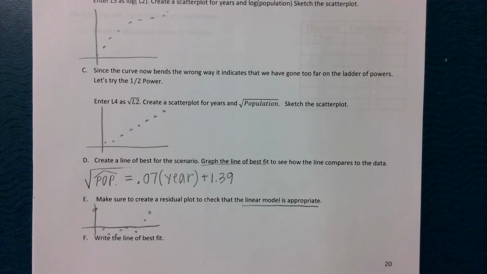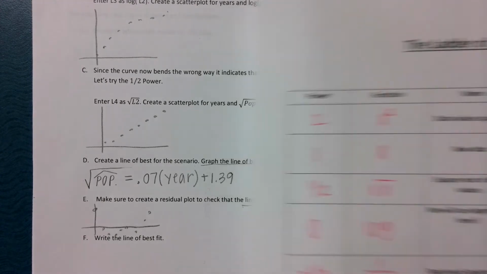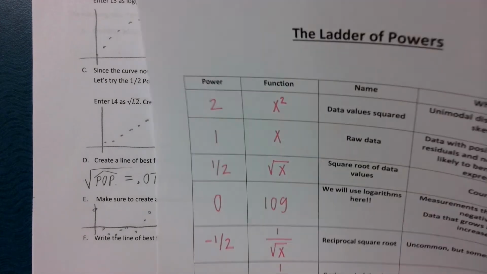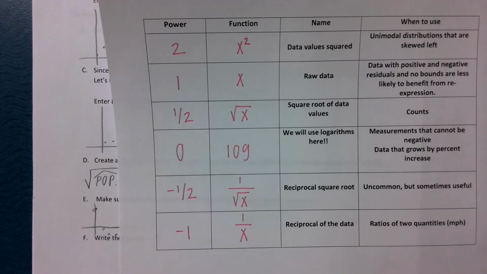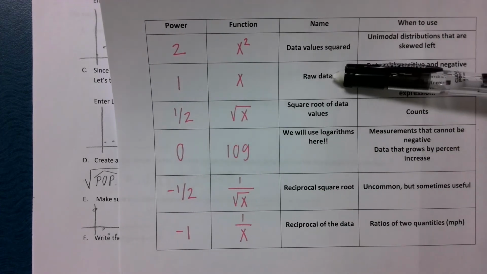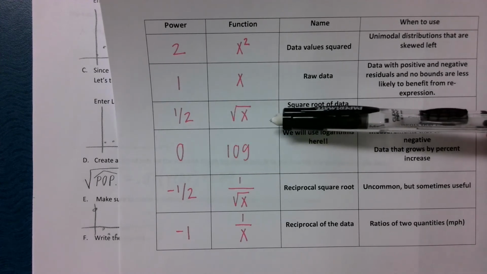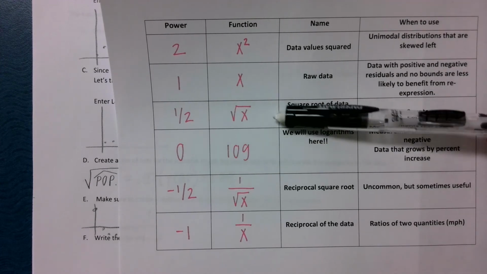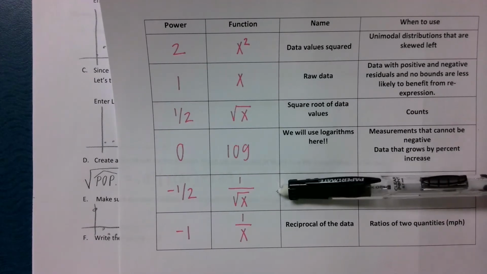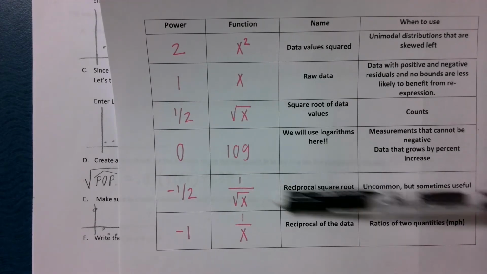Whenever we're doing these problems where you're re-expressing, my recommendation is to think of this as an actual ladder. So you are starting with your raw data. I would always recommend square rooting first. If square rooting didn't do enough, then you can keep working down the ladder, rather than just kind of picking a random one.